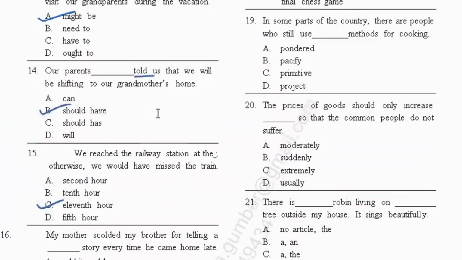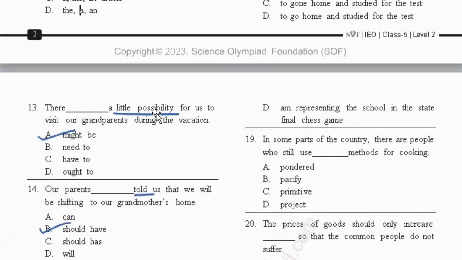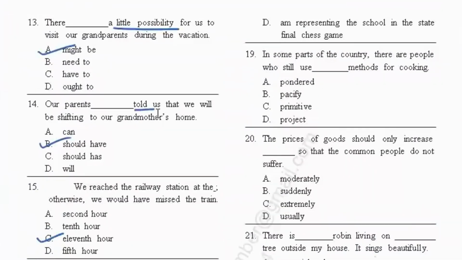Now let's go to the next question of this paper. In some parts of the country, there are people who still use dash methods for cooking. So here it can't be pondered. Pondered means like think about something carefully. So while cooking, you don't need this word. And pacify is to calm. So we can't even use calm methods. No. Primitive methods for cooking. Yes, primitive means outdated methods. Okay, so here we can use the option C.